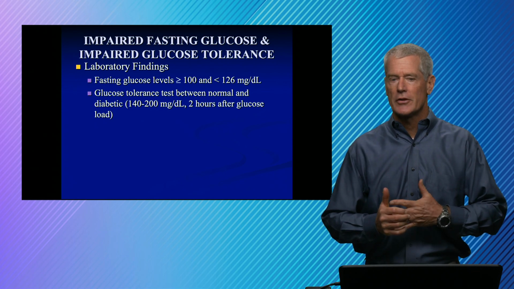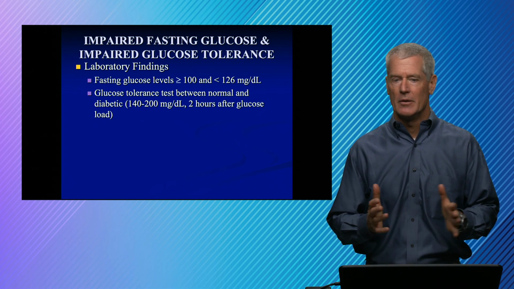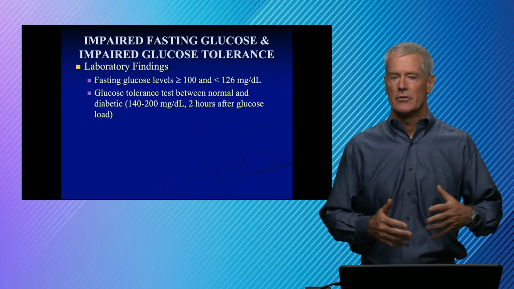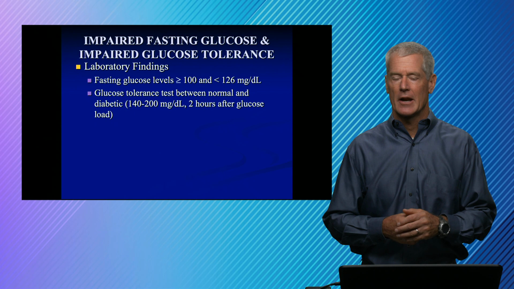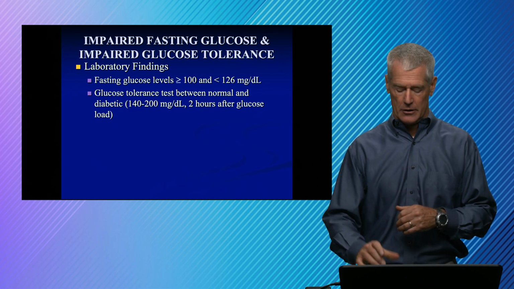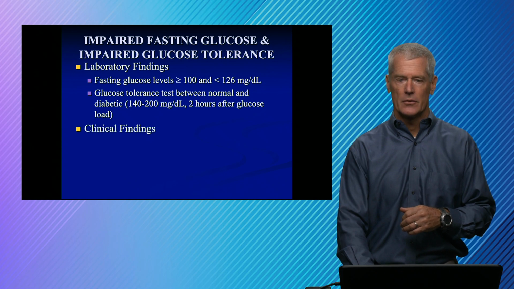If you do a glucose tolerance test, it's the same thing. They're in the middle. A normal glucose tolerance test at 2 hours is less than 140. Diabetic range is greater than 200. So if you're in that 140 to 200 range, you're in the impaired fasting glucose.